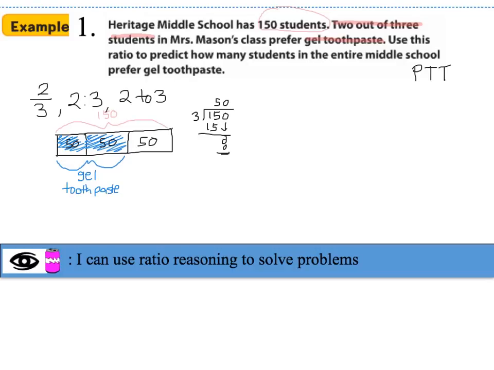So it says, use this ratio to predict how many students in the entire school prefer gel toothpaste. Well, the students that prefer gel toothpaste are the amount in the blue region. So 50 plus 50 equals 100. So 100 students prefer gel toothpaste. Now you can solve this same problem using a table or proportions and you'll get the same answer.